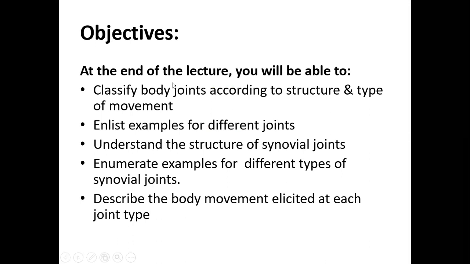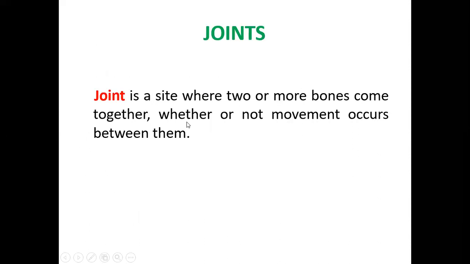So at the end of this lecture, you will be able to classify the body joints according to the structure and type of movement. So there is a classification of joints depending on the structure as well as movement. Then give examples for different joints. Then understand the structure of the synovial joint, how exactly the synovial joint is. Then enumerate examples for different types of synovial joints, and then describe the body movement elicited at each joint type. Okay, so these are the specific objectives.